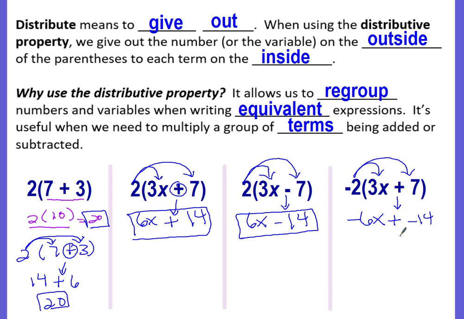Now we just want to clean it up a little bit because we don't really need 2 symbols here. So negative 6x plus a negative 14 is the same as negative 6x minus 14. Again, we cannot combine them because 14 doesn't have the x variable. So this is as much as we can do. Negative 6x minus 14 is equivalent to negative 2 groups of 3x plus 7. So all we're doing when we're distributing is we're getting rid of the number of groups and we're finding the total amount.